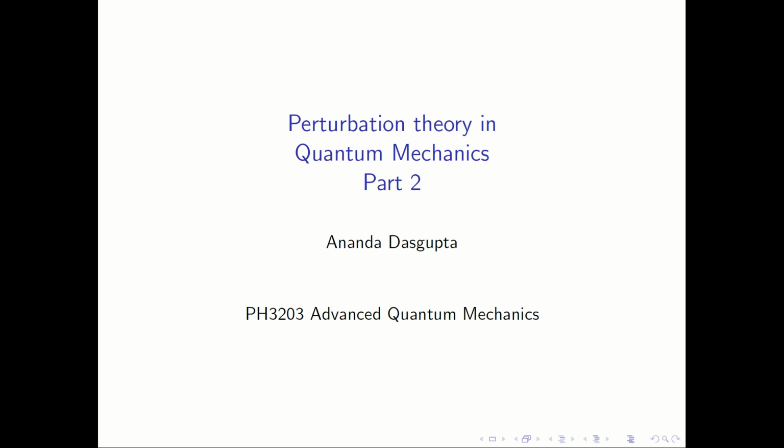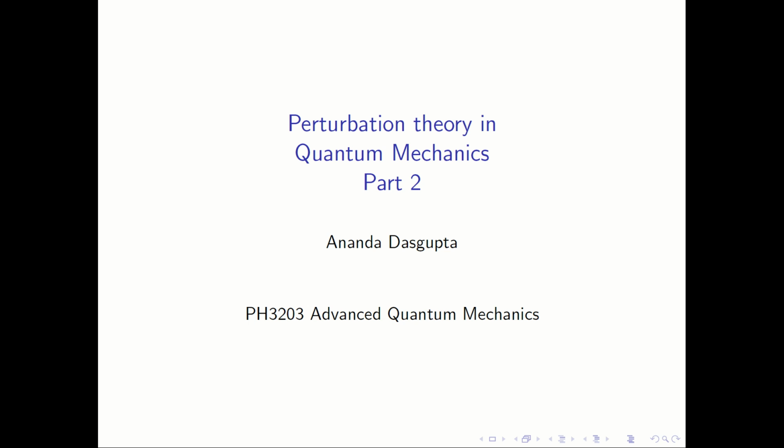In the last lecture, we had described basic Rayleigh-Schrödinger perturbation theory in quantum mechanics. In particular, we had considered the non-degenerate case, and we had figured out explicit formulae for the first order energy correction and the wave function correction to first order, as well as second order energy correction.